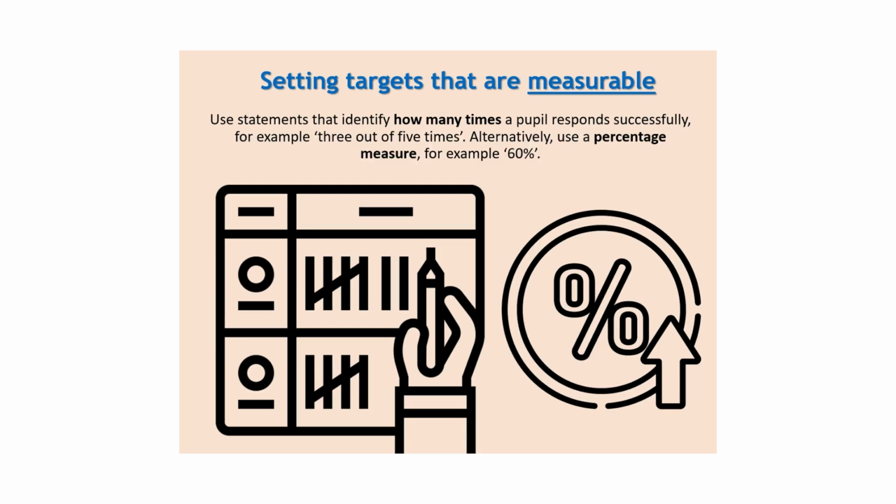Setting targets that are measurable. Use statements that identify how many times a pupil responds successfully. For example, 3 out of 5 times. Alternatively, use a percentage measure. For example, 60%.